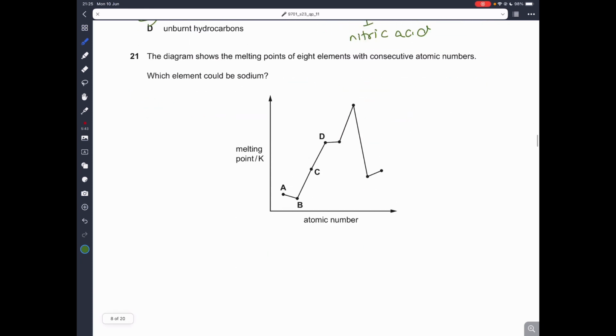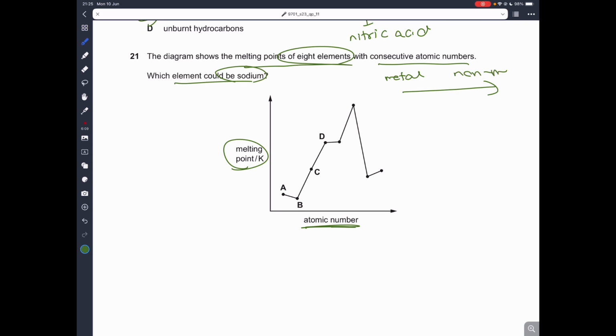Okay, question 21. The diagram shows the melting points of 8 elements with consecutive atomic numbers, which could include sodium. For this, you actually have to know the melting points of the 8 elements by atomic number. We can see there's a rising trend, right? As you go across the period, they go from metals on the left to non-metals. So the general consensus is that the melting point is going to decrease from metal to non-metal. So we can start from B. B looks like an element, right? Let's say B is sodium. B is not sodium, but we can say that B is something else.